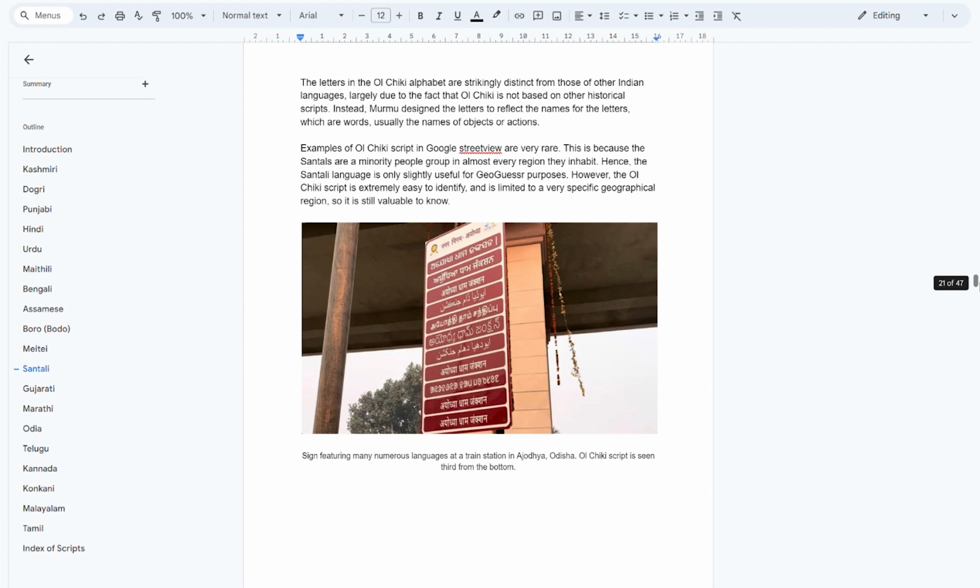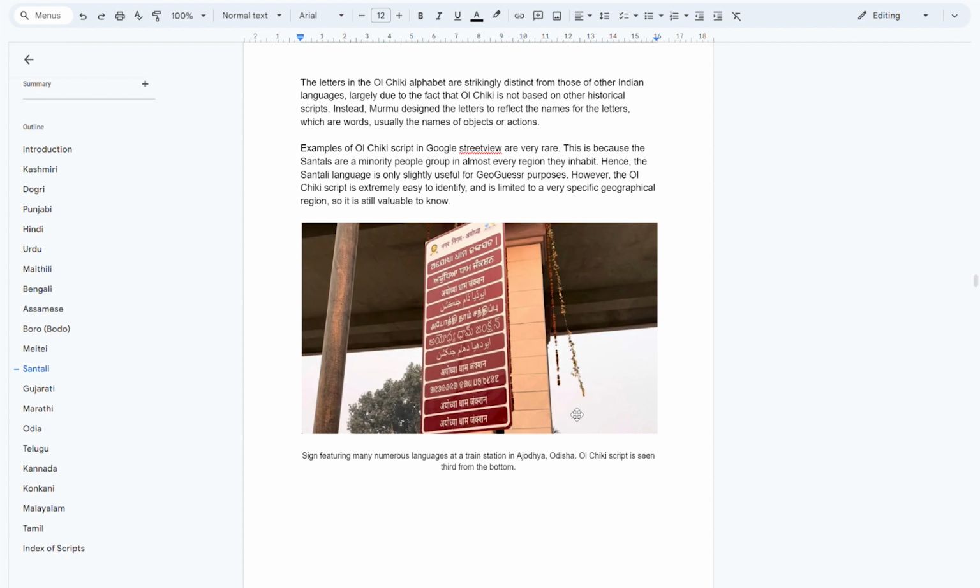But you will see some instances from time to time, especially as usage of the language and of the script is growing. So hopefully in future years, as GeoGuessr coverage continues to update, we'll continue to see more and more examples of Ol Chiki script and Santali language within India.